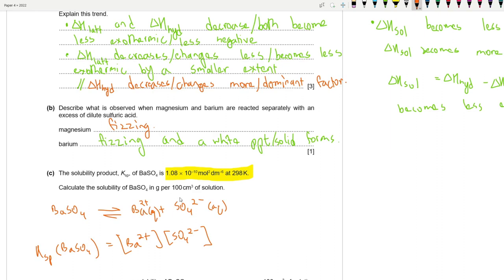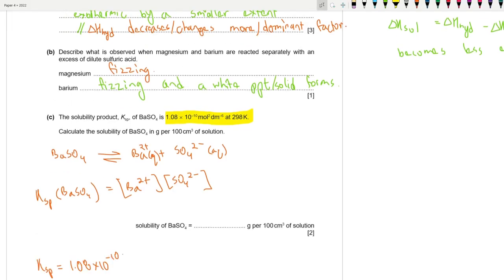So what do we need to find? We need to find out the solubility of barium sulfate in gram per 100 cm cube. The value of Ksp is equal to 1.08 times 10 to the power minus 10. Since it breaks down to form this, the value of this is x, the value of this is x as well, because the molar ratio is 1:1.